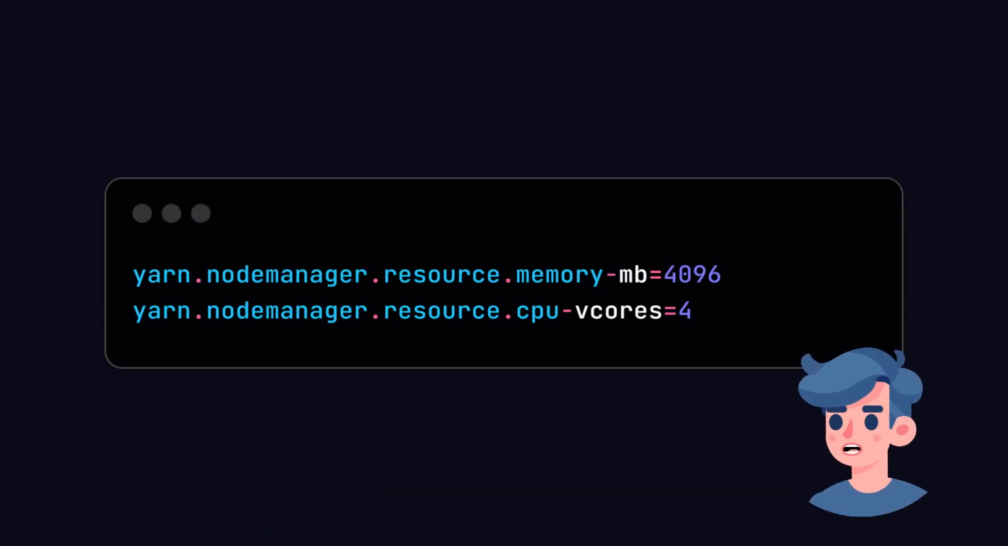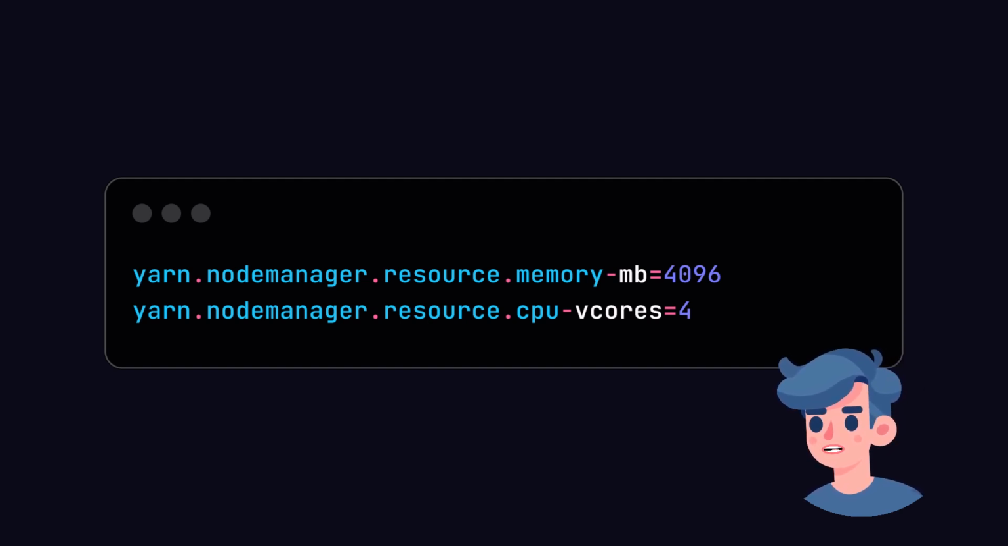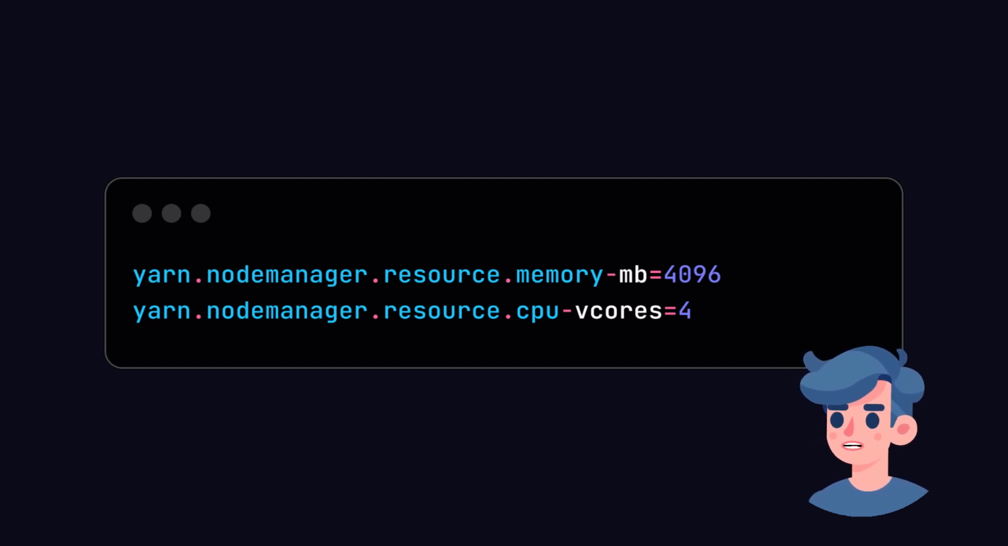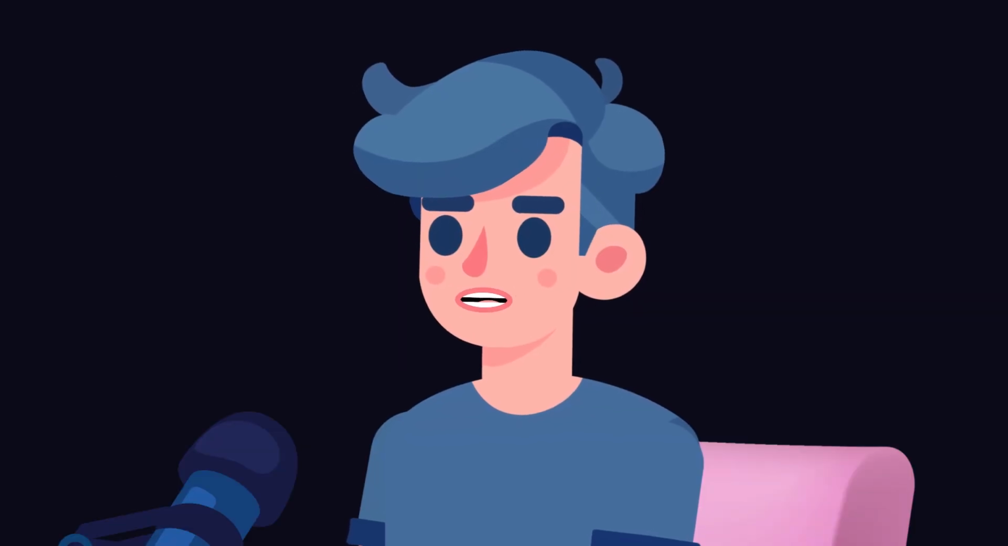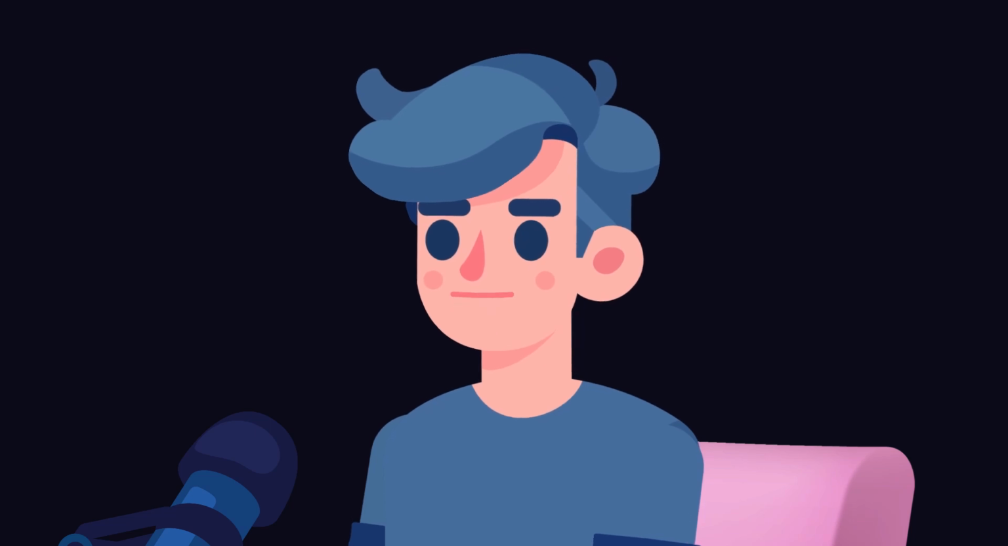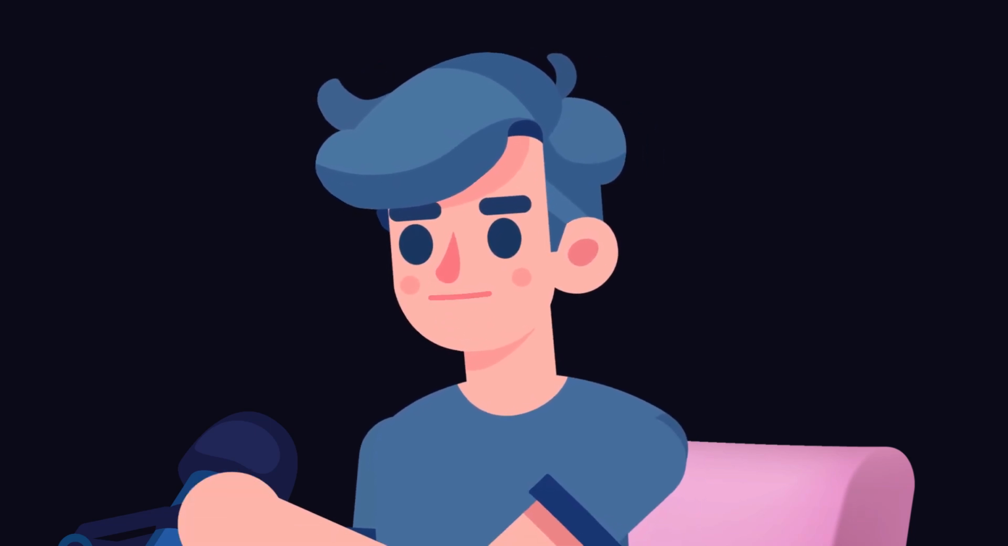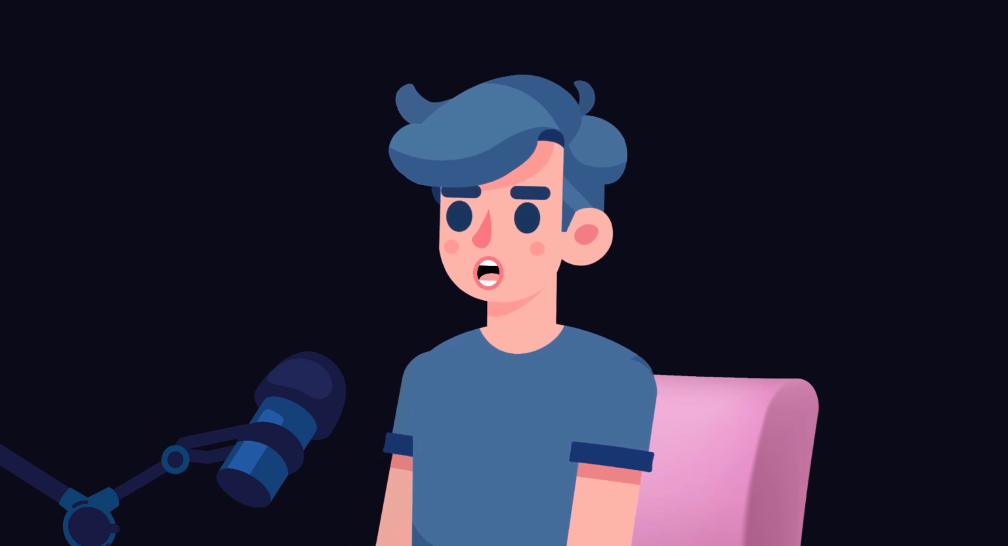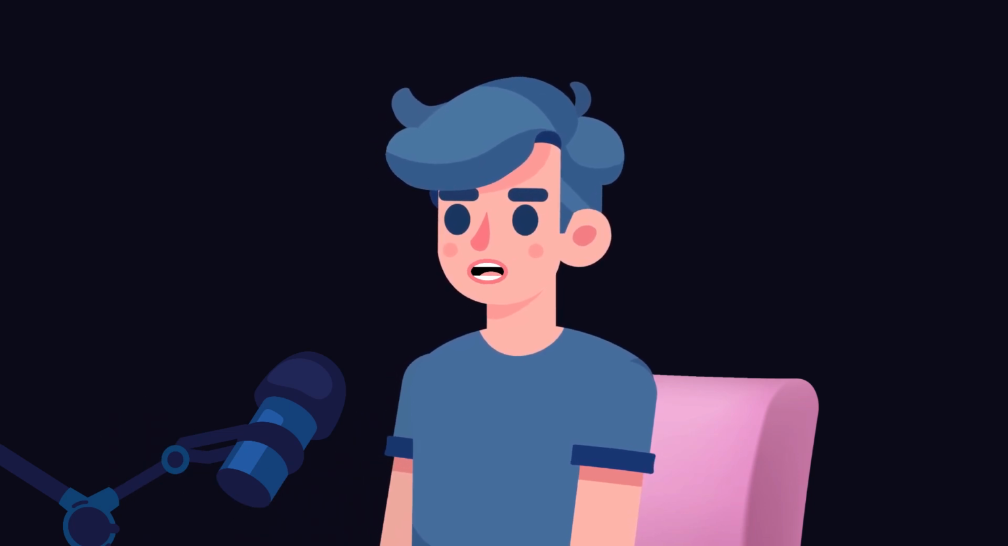Another important aspect of YARN is its ability to limit resources at the container level, ensuring that applications do not consume more than their fair share of resources. This is configured in the yarn-site.xml file as well. The above configuration specifies that each container can use up to 4,096 megabytes of memory and 4 virtual cores. This way, we can effectively manage resources and avoid resource contention among multiple applications.